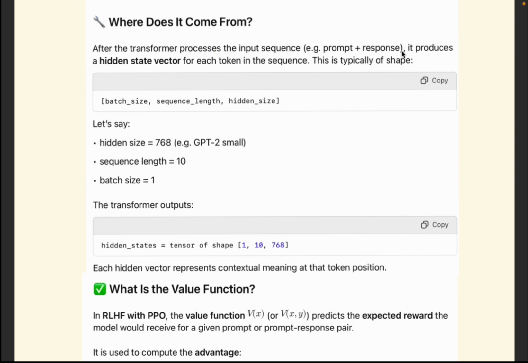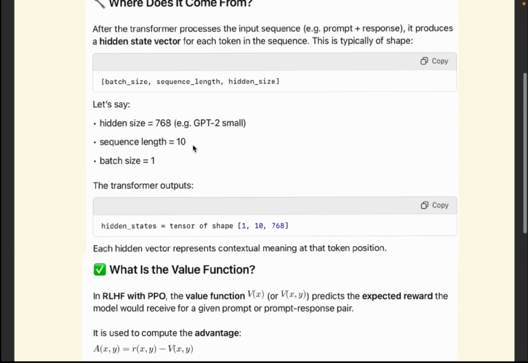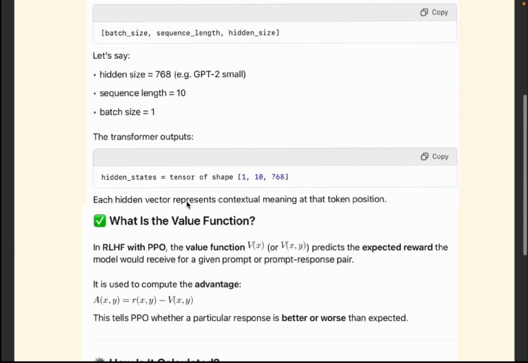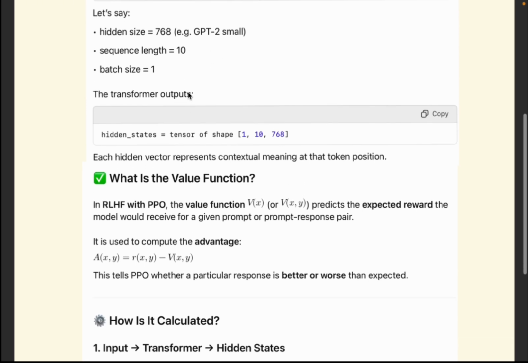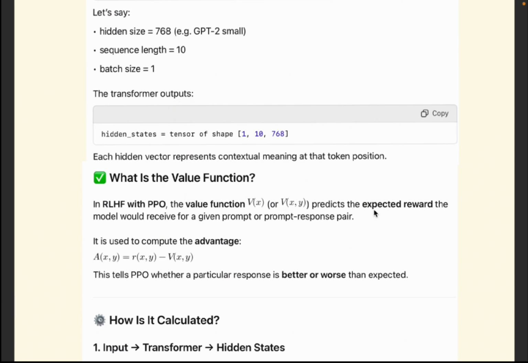So where it comes from: after the transformer processes the input sequence, prompt and response, it produces a hidden states vector, which is technically in the shape of batch size, sequence length, and hidden size. Let's say these are the specifications of those numbers. So the hidden state is a tensor of, let's say, 1, 10, 768 for the case of GPT-2 small. What the value function is and how it works, again, don't forget, is the expected reward the model would receive for a given prompt or prompt-response pair.